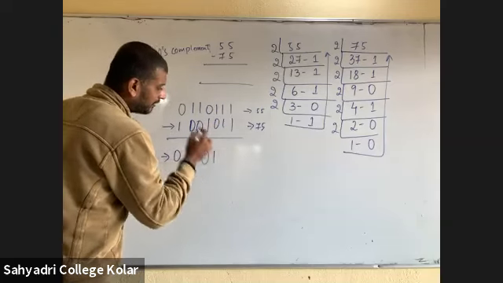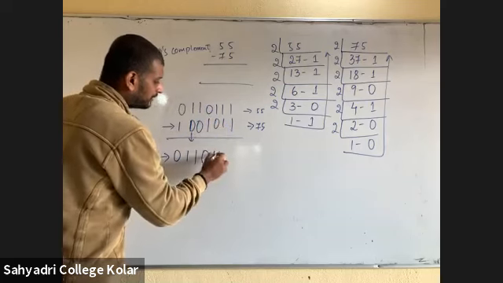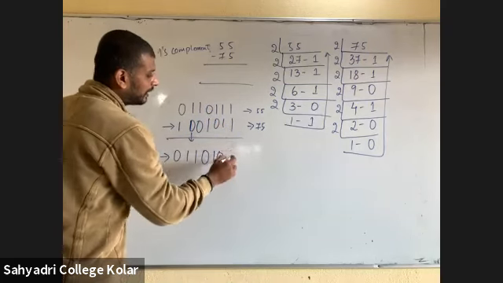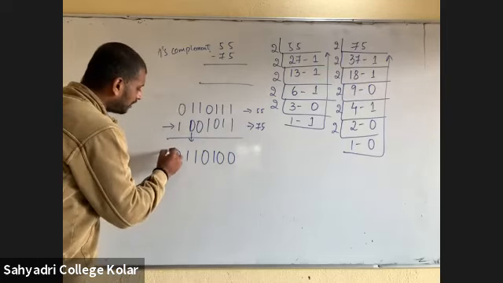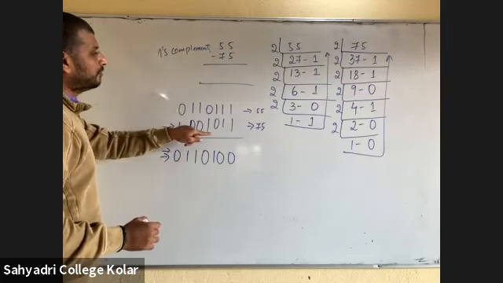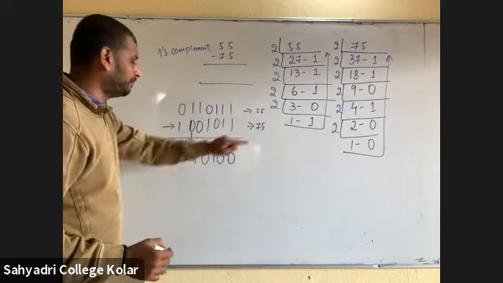0, I am replacing it with 1. 1, I am replacing it with 0. 1, again I am replacing it with 0. Now, I have got the ones complement of the number 75.